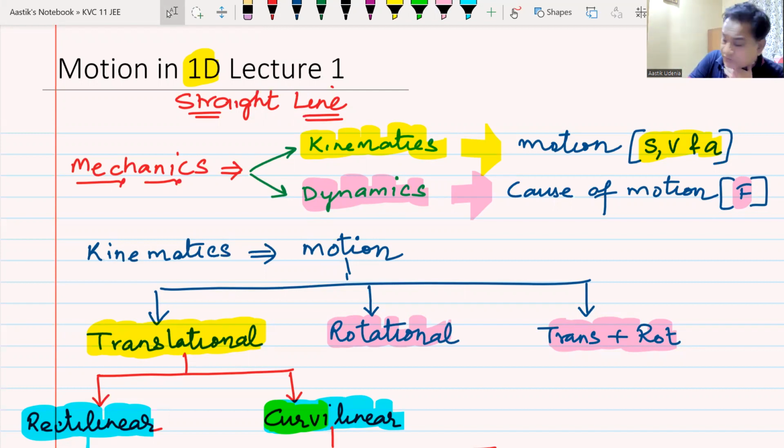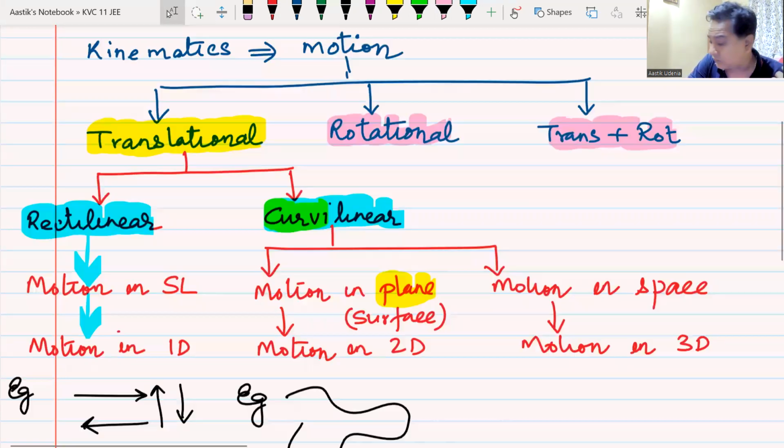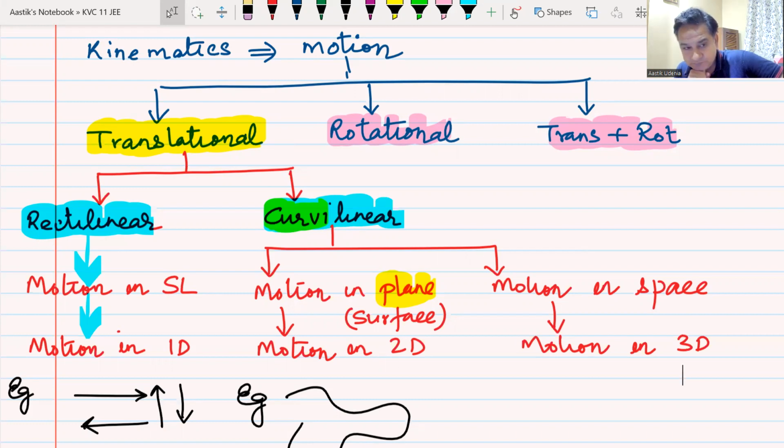In motion, this motion can be of 3 types: translational, rotational, or combination of motion. In this translational motion also the motion can be of 2 types: rectilinear and curvilinear. In curvilinear again of 2 types: 2D, 3D. What are we going to study in this chapter? What motion are we going to study in this chapter? The first chapter. Which one? Motion in straight line. 1D and 2D.